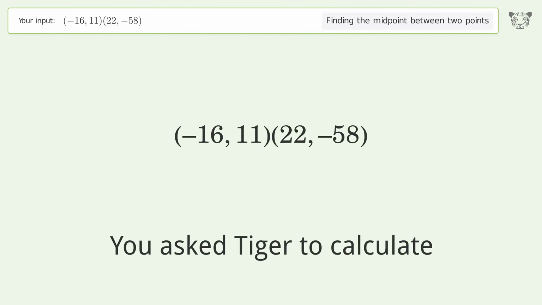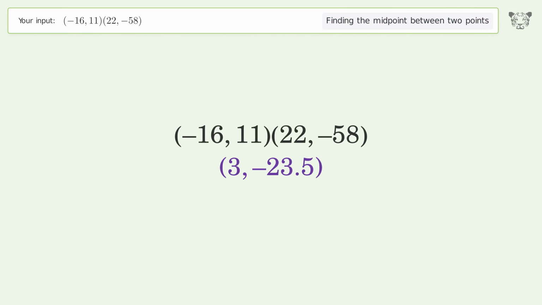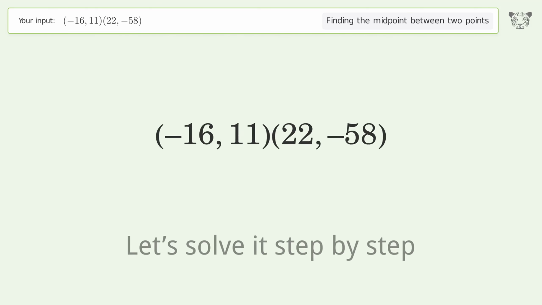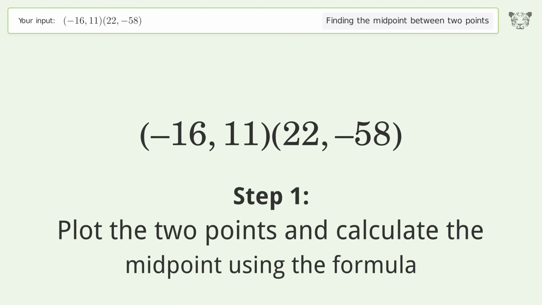You ask Tiger to calculate. This deals with finding the midpoint between 2 points. The midpoint between the 2 points is 3, -23.5. Let's solve it step by step. Plot the 2 points and calculate the midpoint using the formula.